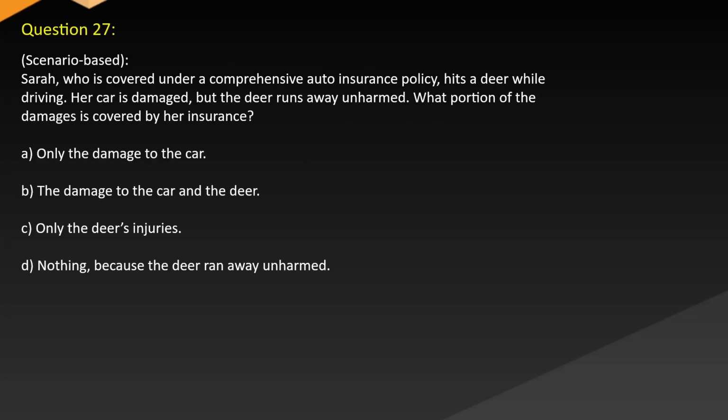Question 27, scenario-based. Sarah, who is covered under a comprehensive auto insurance policy, hits a deer while driving. Her car is damaged, but the deer runs away unharmed. What portion of the damages is covered by her insurance? A. Only the damage to the car. B. The damage to the car and the deer. C. Only the deer's injuries. D. Nothing, because the deer ran away unharmed.